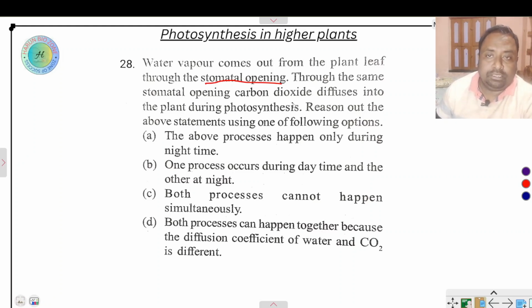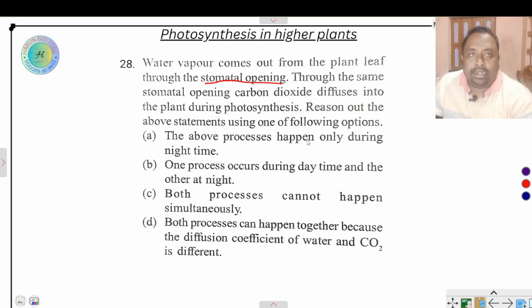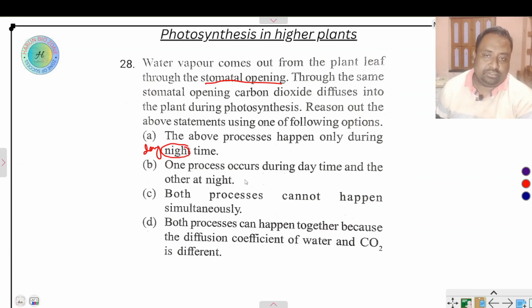Reason out the given statement using one of the following options. Transpiration rate is higher in daytime but lower in night time, but transpiration also occurs during night time, and gaseous exchange always occurs. So this is the wrong answer, because it is not only night time, it is also daytime. One process occurs during daytime and the other does not, this is false.